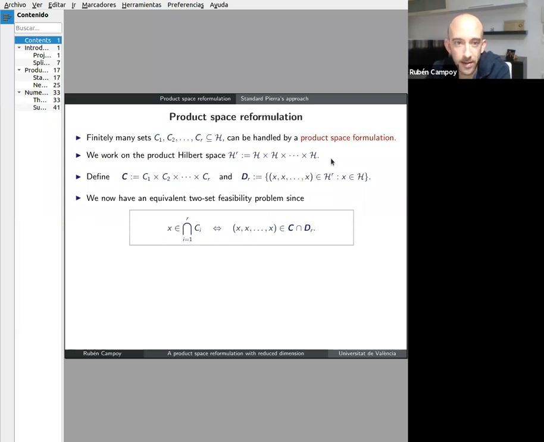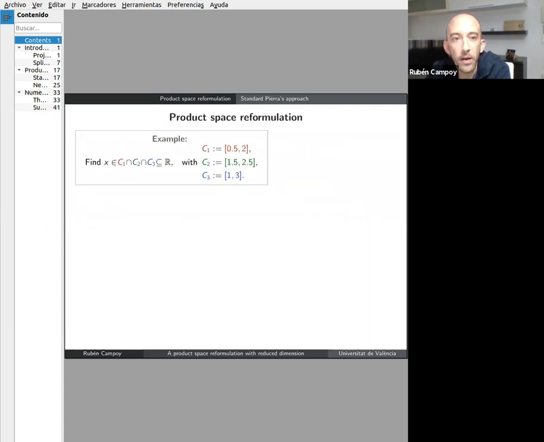And this is equivalent in the sense that x is in the intersection of the original sets if and only if R copies of x is in the intersection of these two new sets. So this is an equivalent two-set problem. Consider, for example, this instance. We want to find a point in the intersection of three intervals in R. So these are the three intervals. We're interested in finding points in these black segments.